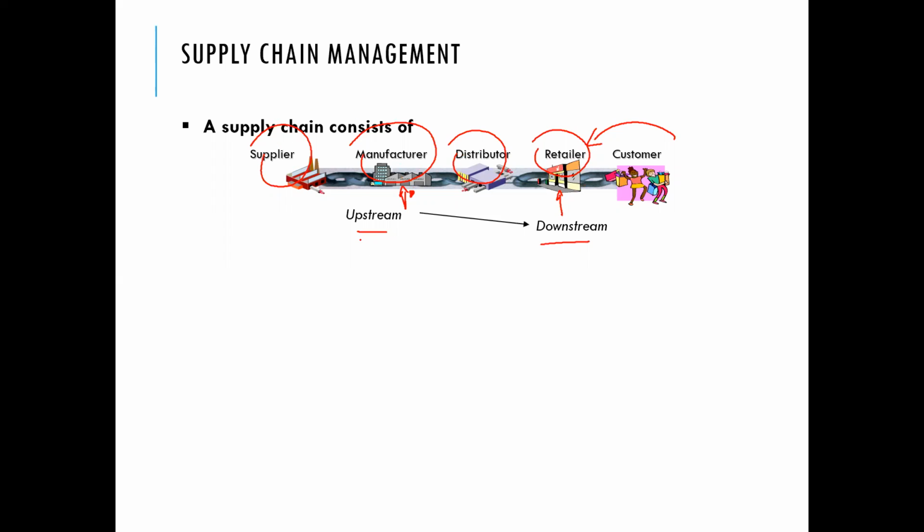The analogy is similar to how water flows in a river. In a river, water flows from upstream to downstream. Similarly, in a supply chain, the goods flow from upstream members to downstream members.